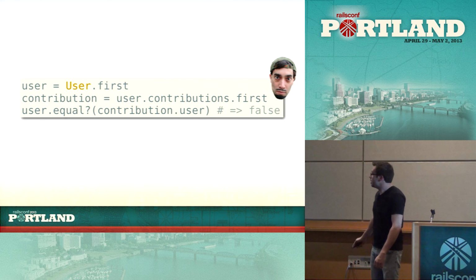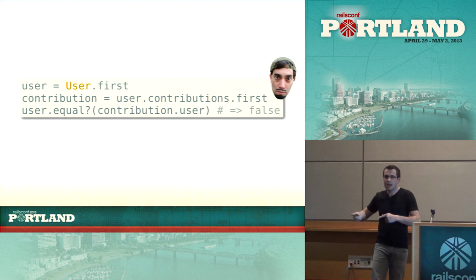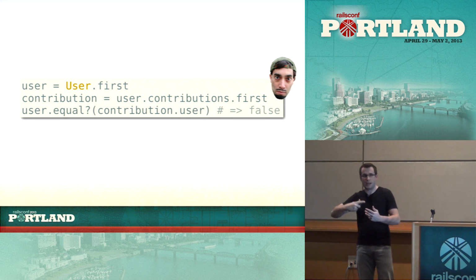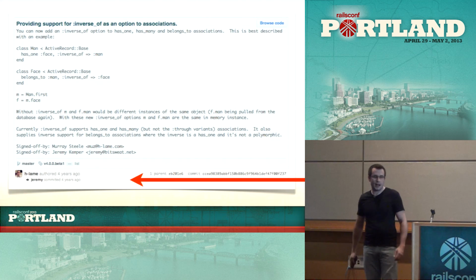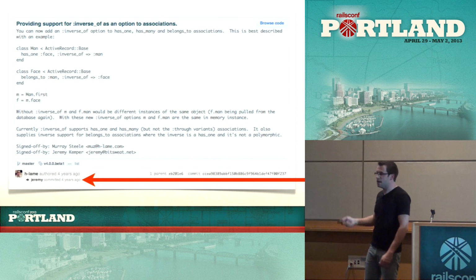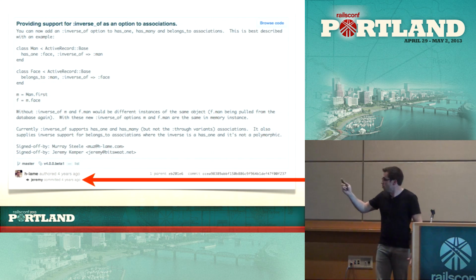That would make sense. So what you actually have going on here is that you've loaded the contribution, the first contribution, and then when you access the user association on that contribution, you're hitting the database. You're round-tripping to the database again, bringing back a brand new instance of user. So the object equality doesn't match. Now, it's pretty easy to fix. This has been around since 4 years ago. It's so awesome, the inverse of option for your association macros. And it actually was so useful that it got backported to 2.3. So if you're one of those people who stopped in Kansas, you can still use inverse of.